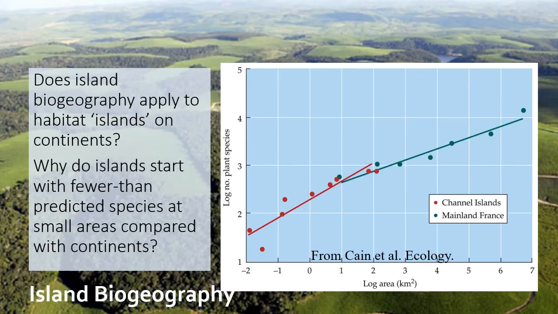When you think about biogeography applied to habitat islands on continents and the issues with fragmenting those habitats, making them more isolated, it's obviously very applicable to conservation science and has been used in conservation biology extensively and in planning and designing systems of nature reserves. So think about how it applies on habitat islands on continents, and also why do islands start with fewer than predicted species at small areas compared with continents? So think about some of the issues with being on an island as opposed to being in an extensive continental system.